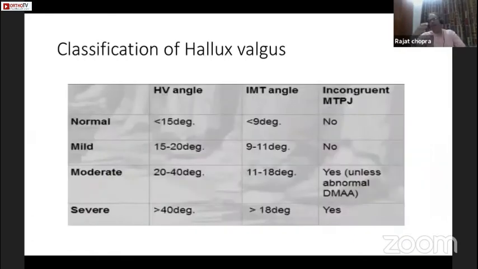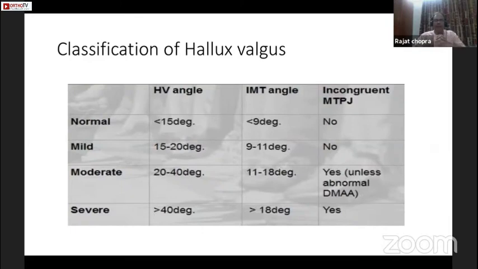And now arthrosis is like an arthritis. But now, after we have calculated the angles, the next stage is to decide whether the deformity is mild, moderate, or severe. So that is the classification for hallux valgus. It is basically decided by the hallux valgus angle and the intermetatarsal angle.